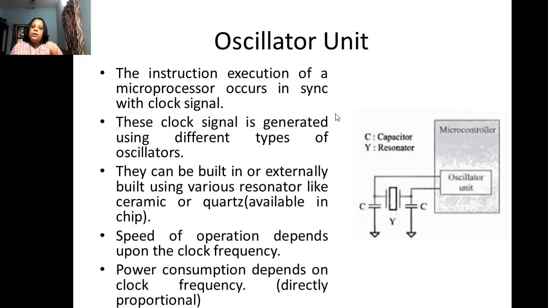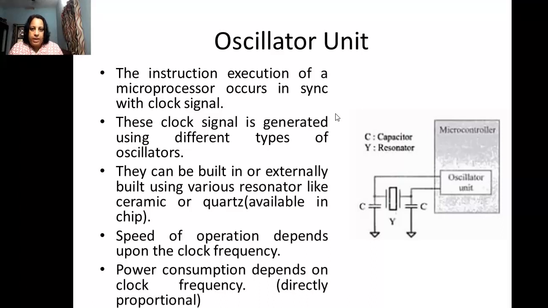Another important unit or component that is being used in an embedded system is the oscillator unit. Whenever a microprocessor or controller's instruction execution occurs, it has to occur in sync with the clock signal. And from where does this clock signal come out? There should be a time reference, right? So the clock signal is basically a time reference for any processing unit, either a processor or a controller that is used in an embedded system. And every instruction execution occurs in sync with this clock signal. So we have to have an element that generates this clock signal.